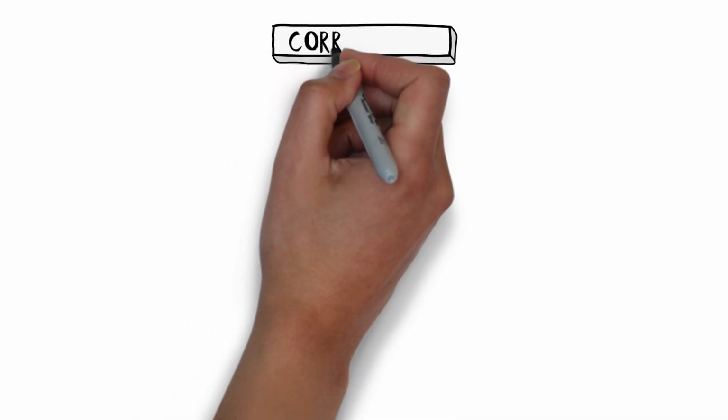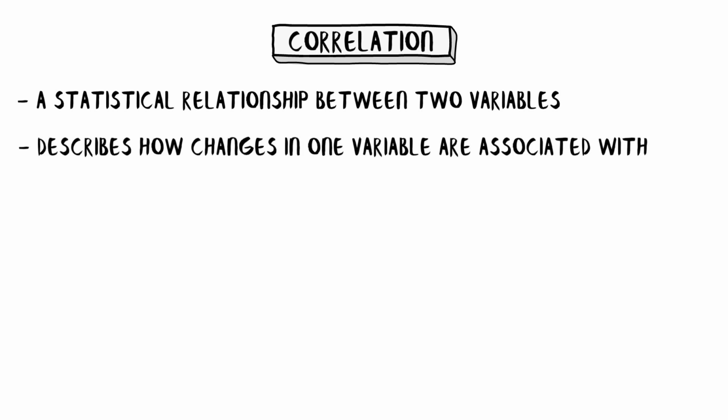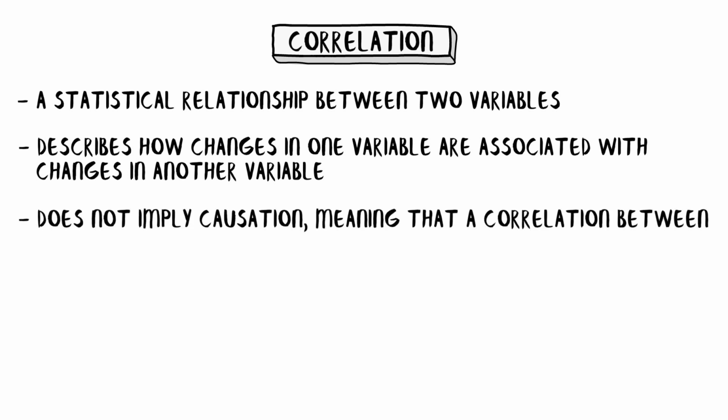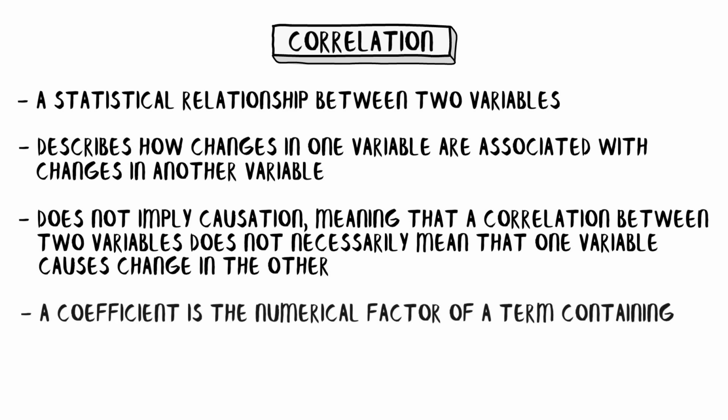Correlation refers to a statistical relationship between two variables. It describes how changes in one variable are associated with changes in another variable. Correlation does not imply causation, meaning that a correlation between two variables does not necessarily mean that one variable causes change in the other. A coefficient is the numerical factor of a term containing constant and variables.